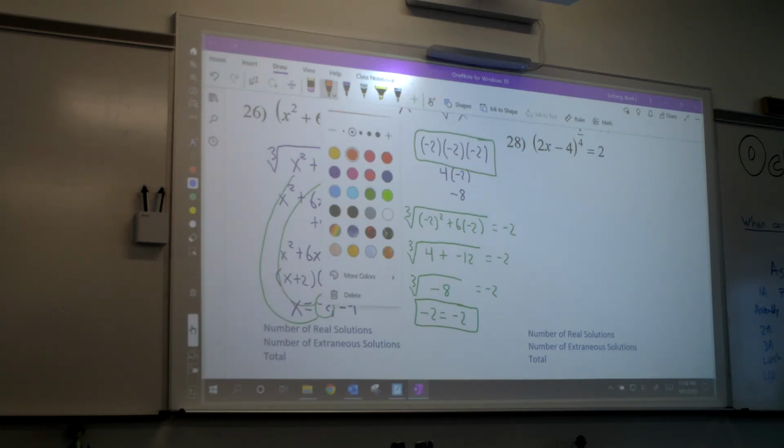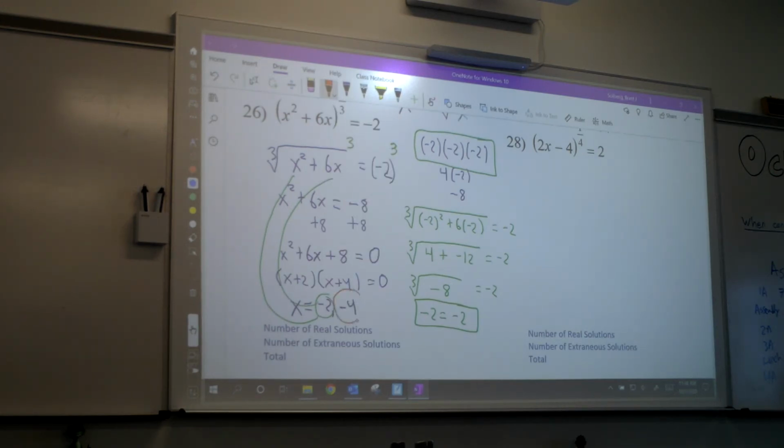Okay, so good. We checked negative 2, and it worked. Woohoo. Now we're going to do the same thing. We're going to check negative 4 and see if it works. I'm going to come over into this space over here. So we're going to say, all right, what is the cube root of negative 4 squared plus 6 times negative 4? Is that negative 2?